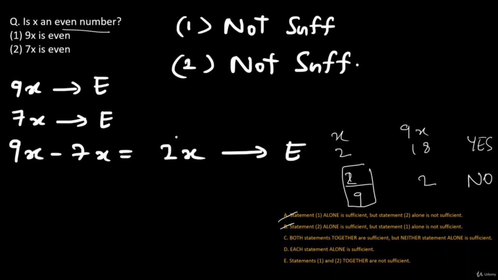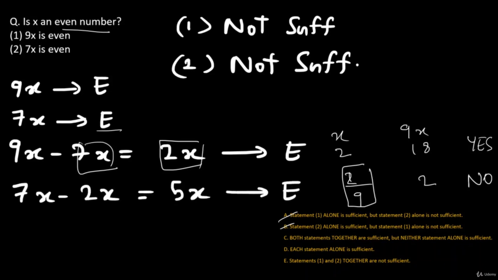Alright, now let's subtract 2x from 7x. So 7x again is even, 2x is also even. So 7x minus 2x, that's equal to 5x, and 5x also has to be even.